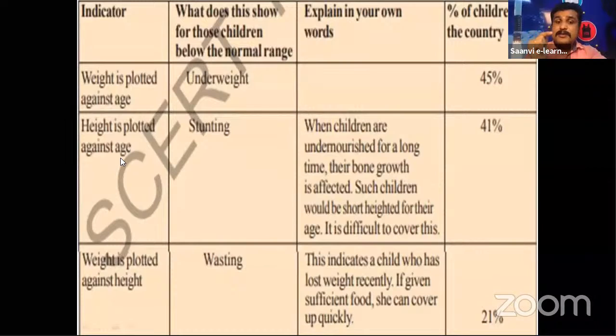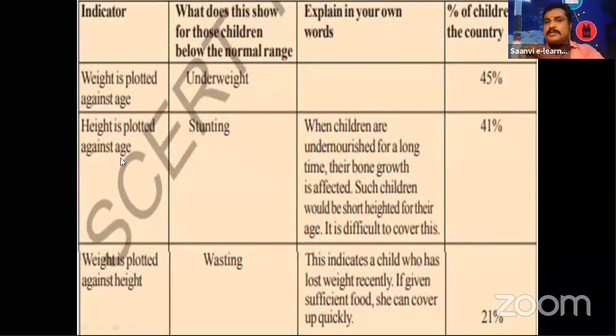Height is low when we compare to his age, we call stunt. When children are undernourished, meaning bad health due to lack of proper nutritious food, generally we call undernourished, for a long time, their bone growth is affected. Such children would be short for their age. It is very difficult to recover this. This is what we call the result of lack of proper nutritious food in the young age: short height.